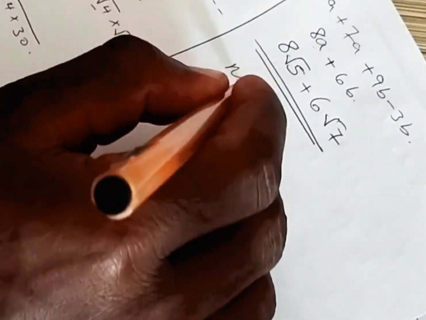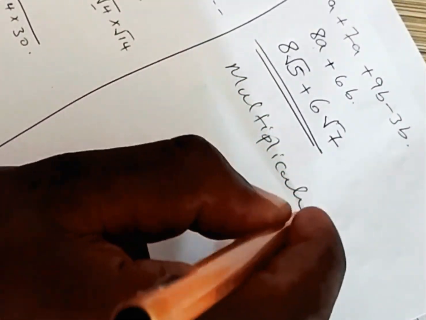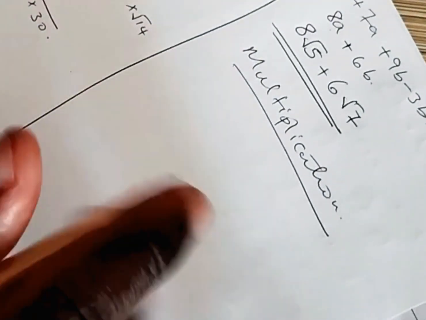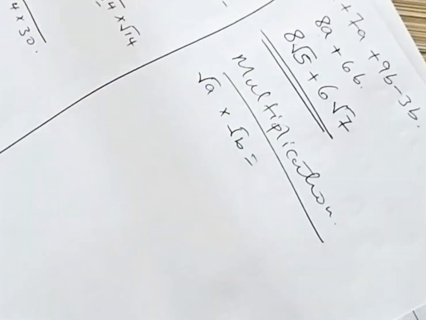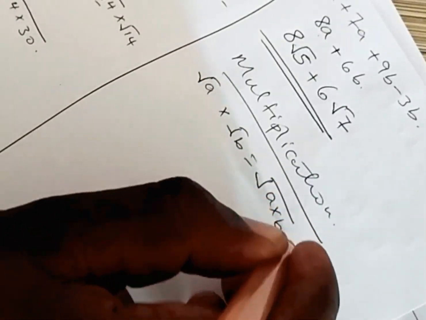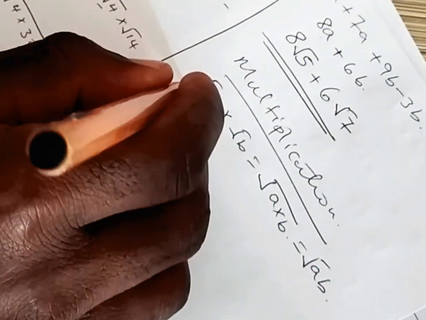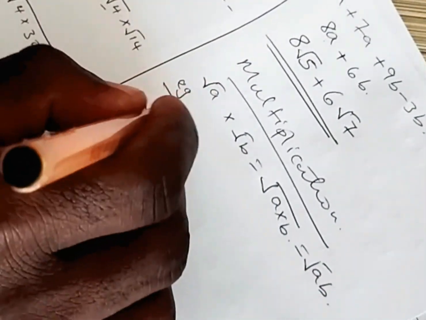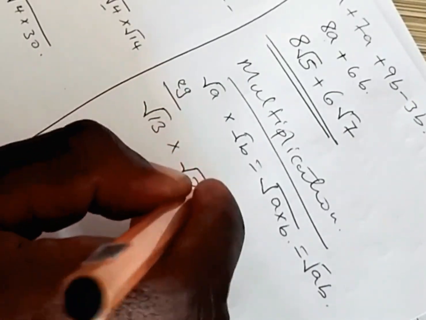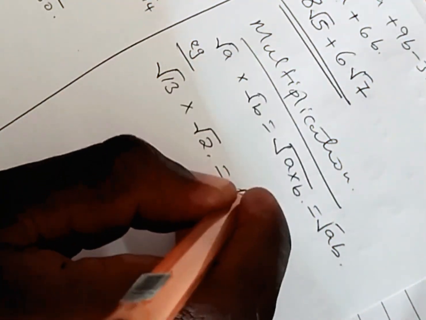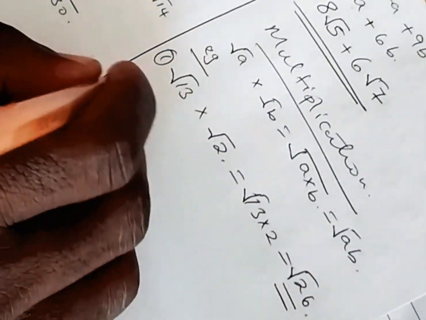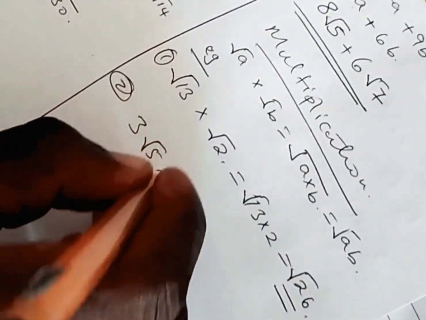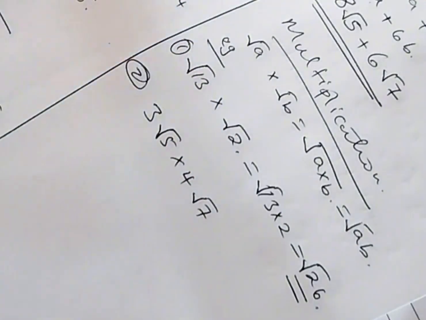Multiplication. How do you multiply surds? Let's say you have root a multiplied by root b. This will give you root a times b, which is root ab. Example: root 13 multiplied by root 2. This will be root 13 times 2, and this is root 26.